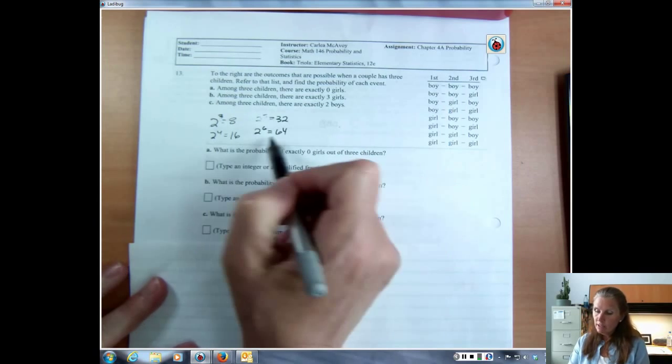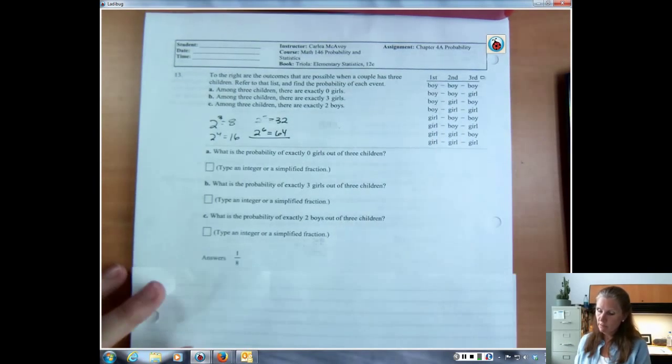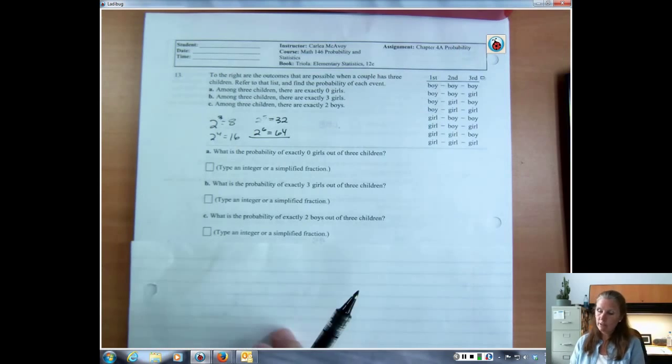In my family, we had 6 kids. And of those 6, 1 boy and 5 girls. That's kind of an unusual combination because you're more likely to have 3 and 3, or at least 2 and 4, something like that.